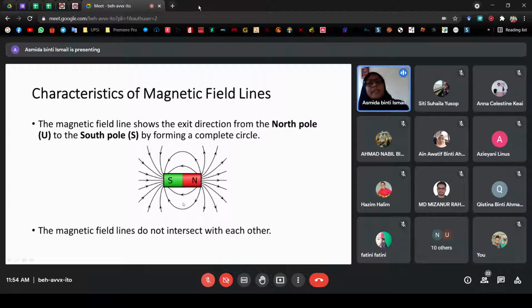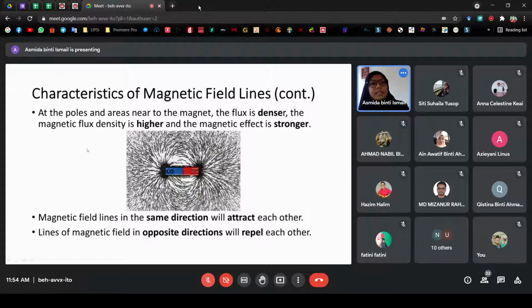Characteristic of the magnetic field line. The magnetic field line shows the exit direction from the north pole to the south. So direction dia adalah dari utara pergi ke selatan by forming a complete circle. Do not intersect with each other. And at the poles, the area near to the magnet, the flux is denser. Flux density is higher and the magnetic effect is stronger.